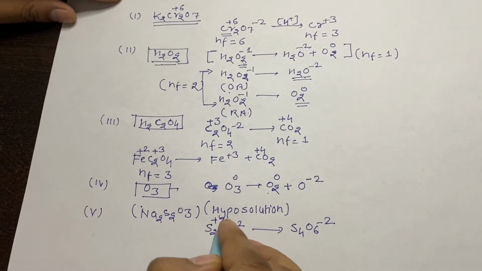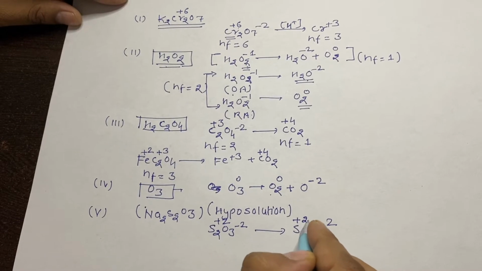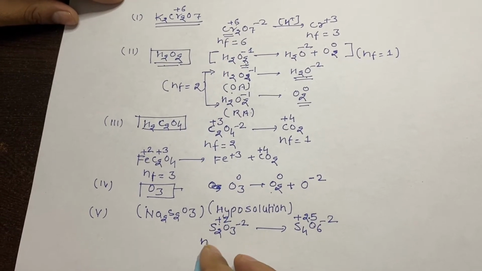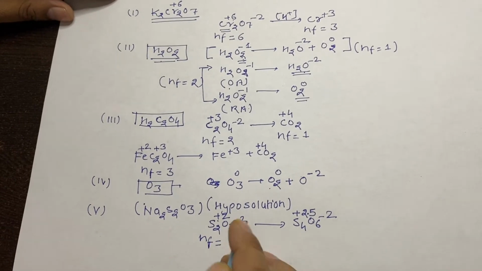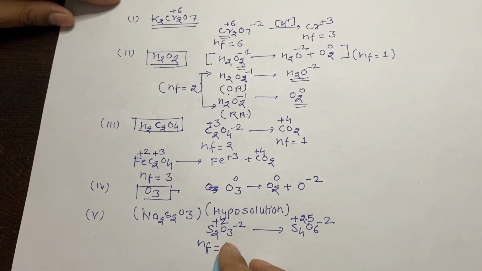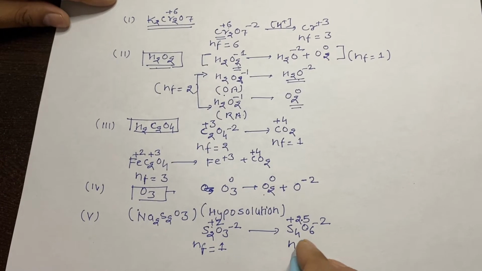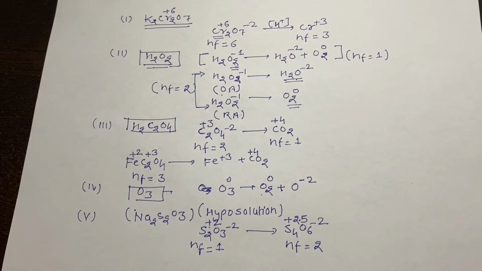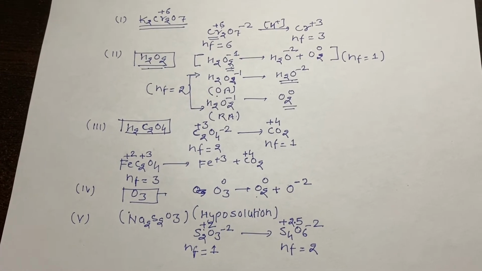So the oxidation numbers are 2 and 2.5 respectively. So the N factors of these will be 1 and 2 respectively.